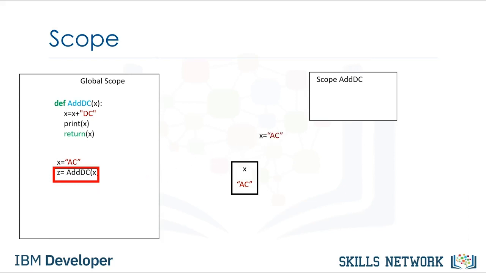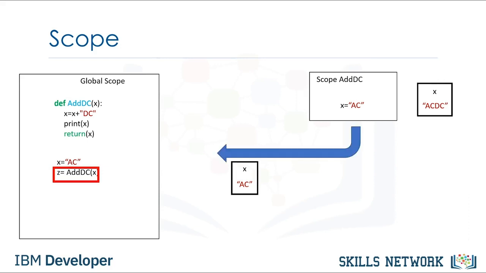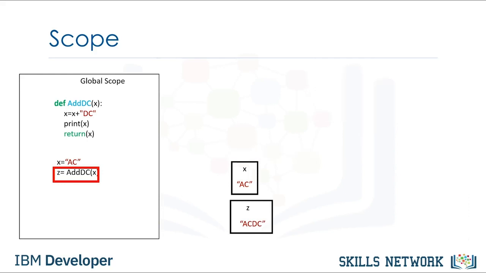When we call the function, we enter a new scope, or the scope of addDC. We pass as an argument to the addDC function, in this case AC. Within the scope of the function, the value of x is set to ACDC. The function returns the value and it is assigned to z. Within the global scope, the value z is set to ACDC. After the value is returned, the scope of the function is deleted.